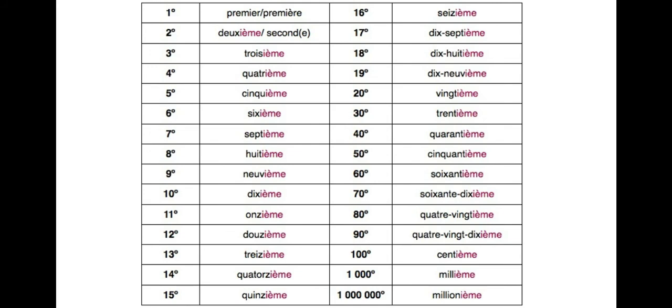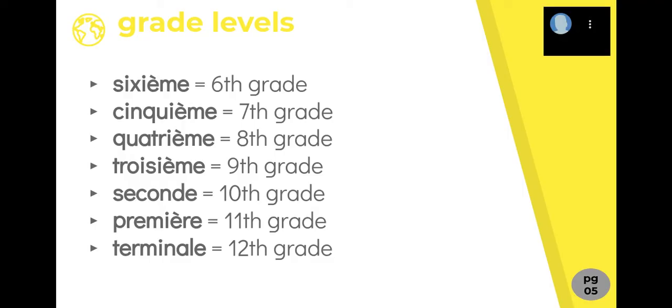I know some of you are thinking, Miss Carol, does this go forever? Yes, it goes forever. Premier, deuxième, troisième, quatrième, cinquième, sixième, septième, huitième, neuvième, dixième, onzième, douzième, treizième, quatorzième, quinzième, seizième, dix-septième, dix-huitième, dix-neuvième, vingtième, trentième, quarantième, cinquantième, soixantième, soixante-dixième, quatre-vingtième, quatre-vingt-dixième, centième, millième, millionième. That one's kind of a fun one. I don't know when we'd ever use millionth. But there it is. So super easy rule for French. You just add that em to the end, whereas in English, it's a lot more complicated because we like doing that with our language.